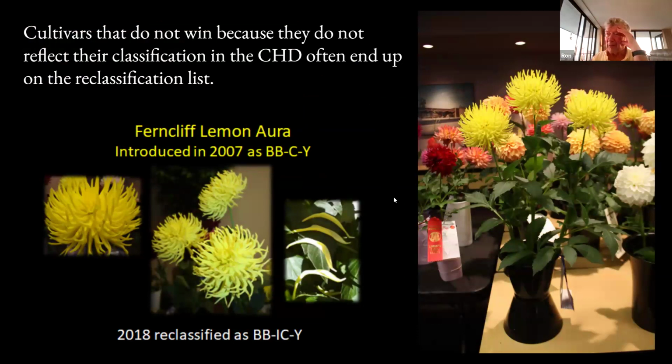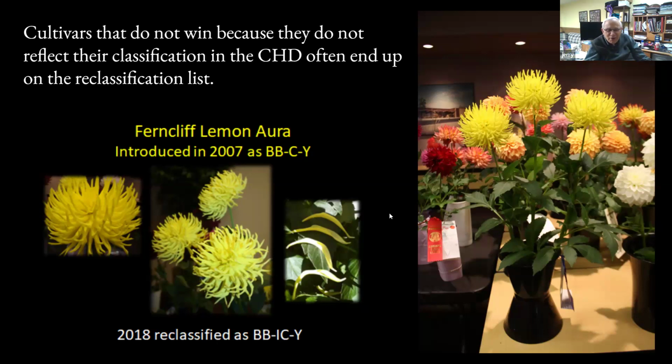Here's one where the point being made is that you don't need to penalize this because it was in a cactus class, because it was eventually reclassified as an incurved cactus, which is where it should have been. But when you see this and it's classified as a cactus, you need to judge it as a cactus, and you probably need to knock some points off, and consider it a fault that it does not have more cactus character of being straight ray florets. You guys agree?